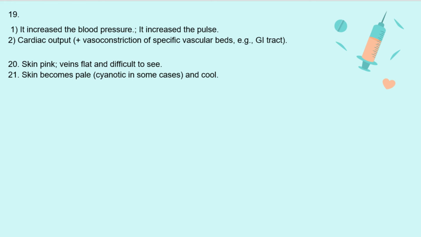Number 20. Describe normal skin color and the appearance of the veins in the subject's forearm before any testing was conducted. Our answer: skin pink, veins flat and difficult to see. 21. What changes occurred when the subject emptied the forearm of blood by raising the arm and making a fist, and the flow was blocked with the cuff? Our answer: veins lost color and skin turned pale.